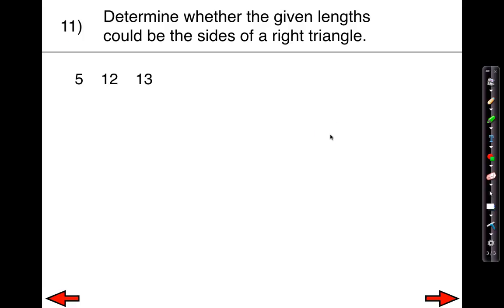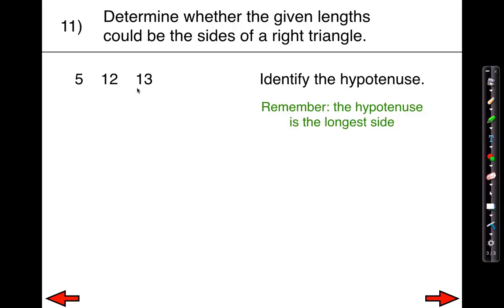Okay, so let's put this to use. Here, for this question, it says determine whether the given lengths could be the sides of a right triangle. So what you're going to do first is identify, okay, which one's going to be the hypotenuse? Normally, the hypotenuse is the longest side. So I would say, okay, if this was a right triangle, 13 would be the longest side. So that means 5 and 12 are your legs, which are a and b.